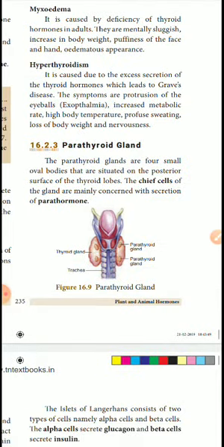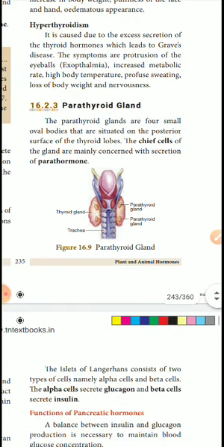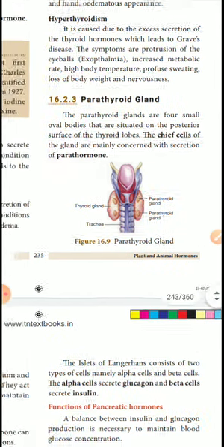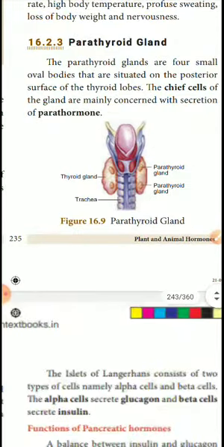The parathyroid glands are four small oval bodies that are situated on the posterior surface of the thyroid lobes. The chief cells of the gland are mainly concerned with the secretion of the parahormone. Okay, so the parahormone. See, this is the thyroid gland, next to the joining of your chest and head. The thyroid is present there.